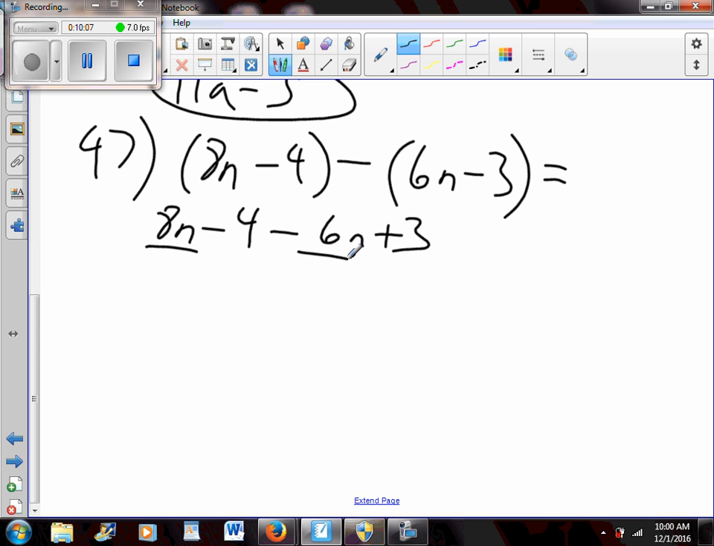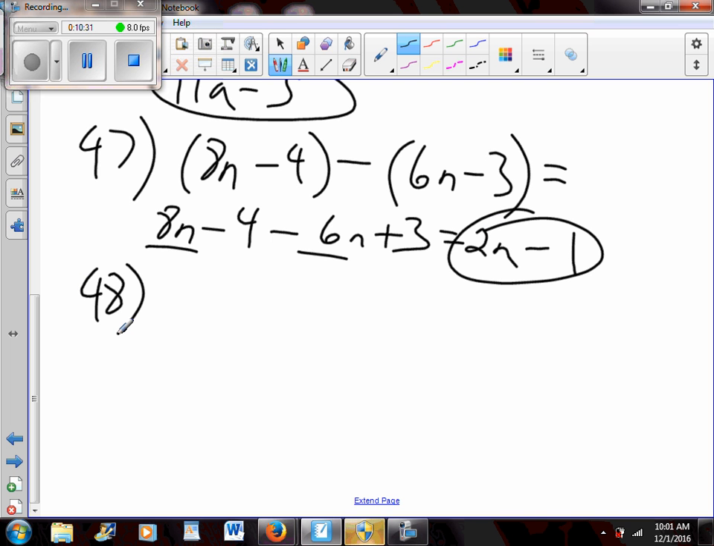Now we can combine our like terms. 8n minus 6n is what? 2n. Okay? Minus 4 plus 3 is what? Oh, subtracting. Positive or negative? Yeah, negative 1. Correct. Okay? So, I didn't do enough already. We're going to do one more like that, okay? We're going to do number 48.